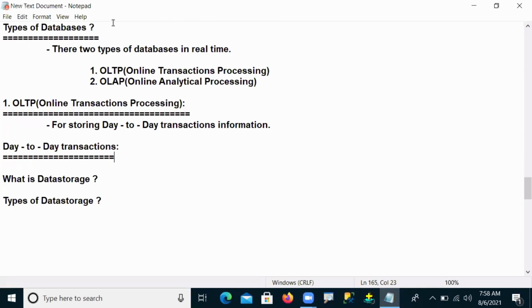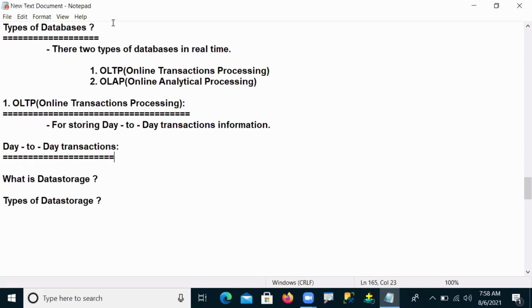Suppose you are booking some product. Nowadays we do online shopping. When you book a product, after successfully booking, you immediately get a message: your order number, your date of order, the product name, quantity, price, total amount. All this kind of information you get.